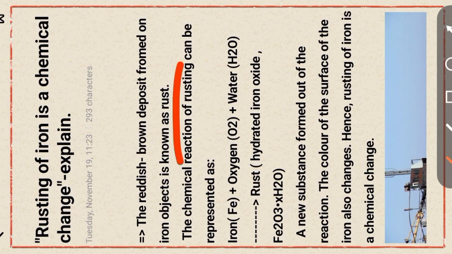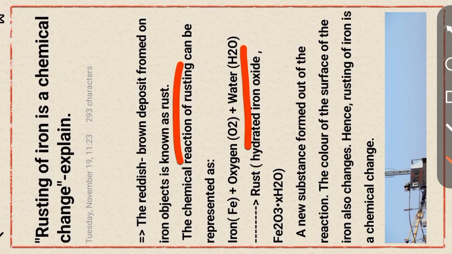The chemical reaction of rusting can be represented as iron, that is symbol Fe, plus oxygen O2 plus water H2O, forming rust, that is Fe2O3.xH2O. X is a variable number, that is 1, 2, 3, 4, and so on. That is the new substance formed out of the reaction.